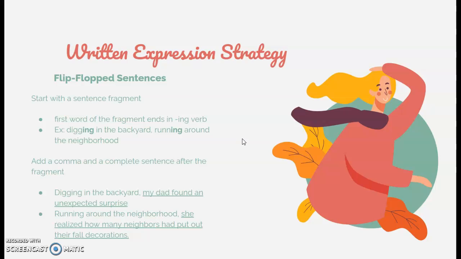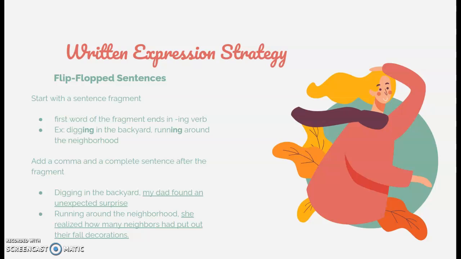Another written expression strategy is a flip-flop sentence. So you start the sentence with a sentence fragment that ends in an -ing verb. So, digging in the backyard, running around the neighborhood. Then you add a comma and a complete sentence after that fragment. So, digging in the backyard, my dad found an unexpected surprise. Running around the neighborhood, she realized how many neighbors had put out their fall decorations.